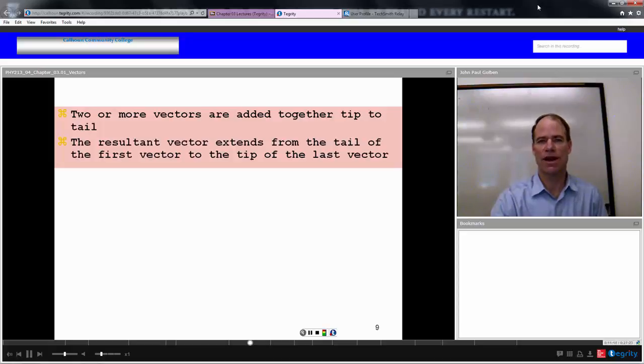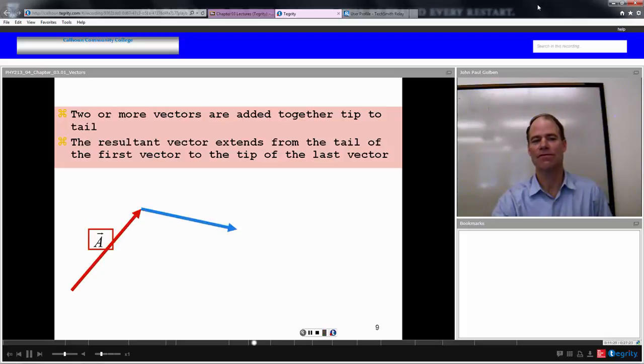Two or more vectors are added tip to tail, and the resultant vector extends from the tail of the first vector to the tip of the last vector. Here's an example. Here's vector A. I'm going to add vector B to it, and add vector C to that, tip to tail.